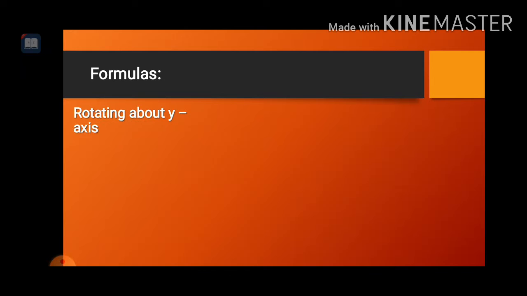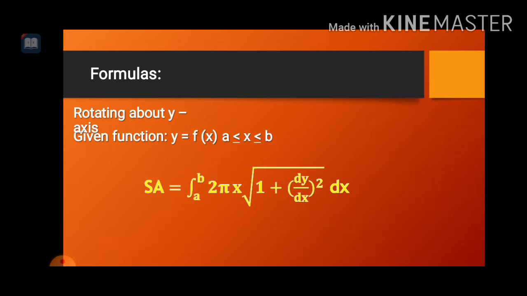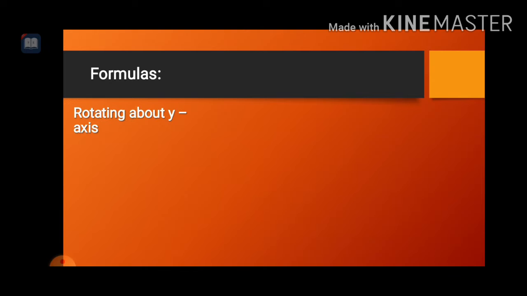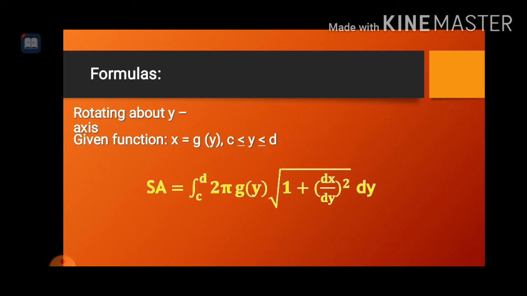So the formula for rotating about the y-axis, given the function y is equal to f(x) from x equals a to b, the surface area is the integral from a to b of 2 pi x times the square root of 1 plus (dy over dx) squared dx. This is the formula about the y-axis given the function x is equal to g(y) from y equals c to d. This is the surface area. Surface area is equal to the integral from c to d of 2 pi g(y) times the square root of 1 plus (dx over dy) squared dy.